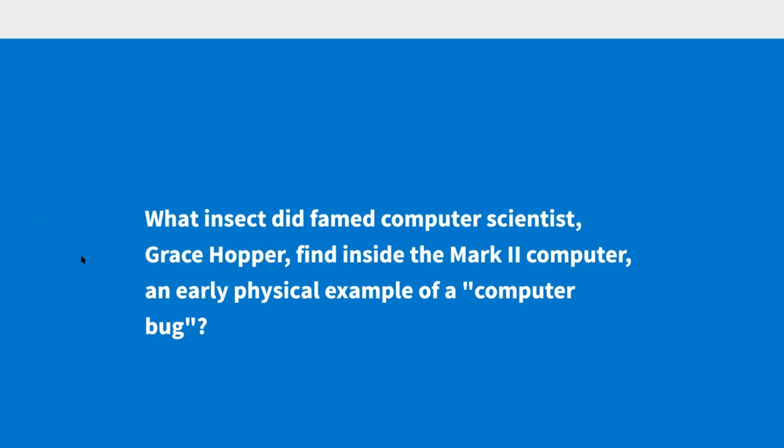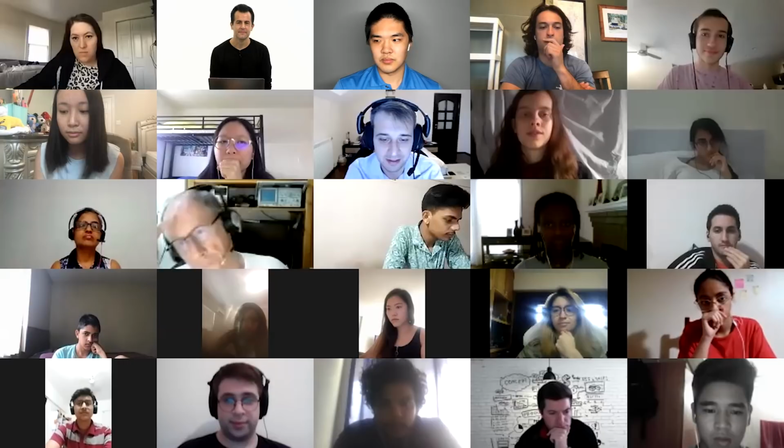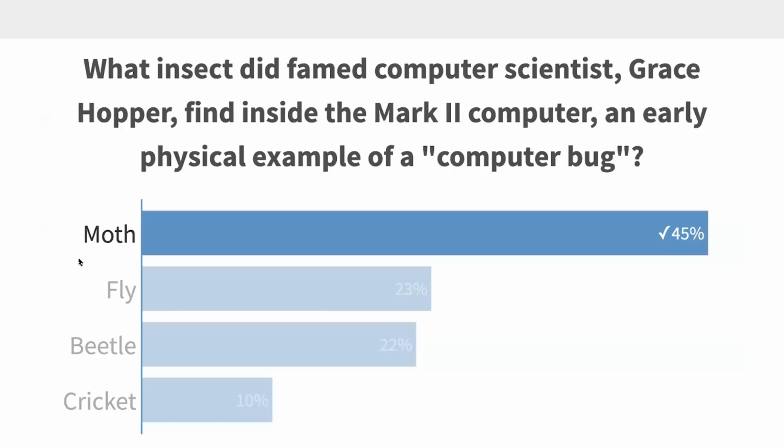All right, this is a historical one. What insect did famed computer scientist Grace Hopper find inside the Mark II computer, an early physical example of a computer bug? Moth, fly, beetle, or cricket? And this is a very real question and a very real story in computer science. All right, time is up. Looks like 45% of you answered correctly: moth. There were a few other bugs that, to our knowledge, she did not discover inside of that computer.